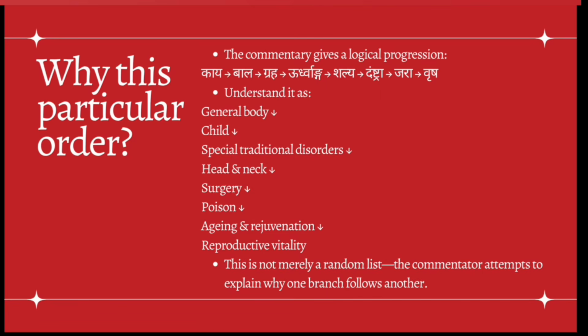Kaya, Bala, Graha, Urdhvanga, Shalya, Damshra, Jara, Vrisha. So by now you have got some idea about it. First we need to know about the general body treatment. Next, the speciality of children's treatment. Then moving on to the special traditional disorders, as children are more influenced by Graha related disorders. Next is the head and neck, which consists of an important part of our body. Next is the surgery to remove the shalya. Next is the poison, Visha Chikitsa. Then we have the Rasayana Chikitsa. Then the Vajikarana Chikitsa.